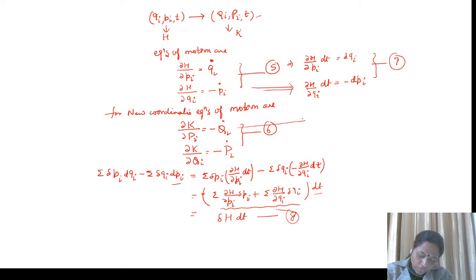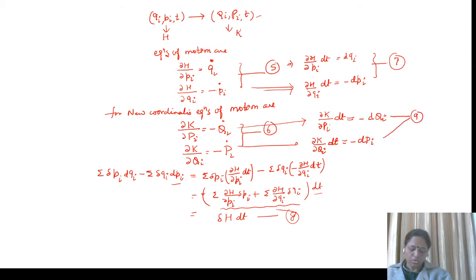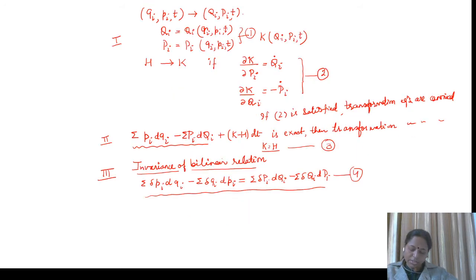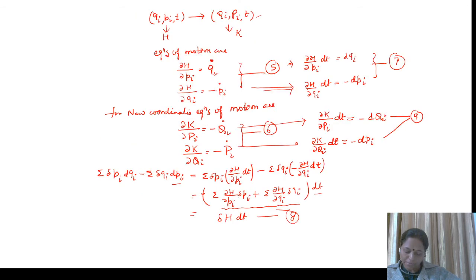Similarly, if I use this one, I get delta K, delta pi dt is minus dqi. If I use this one, then I get delta K, delta qi dt is minus dpi. So for this side of 4, the right hand side of 4, I'll use relation 9.